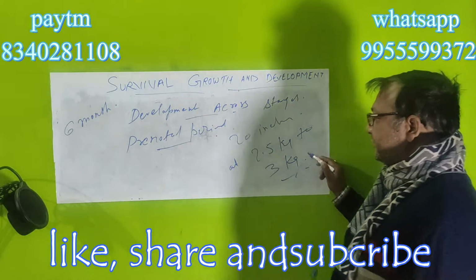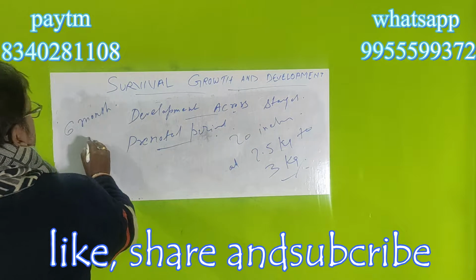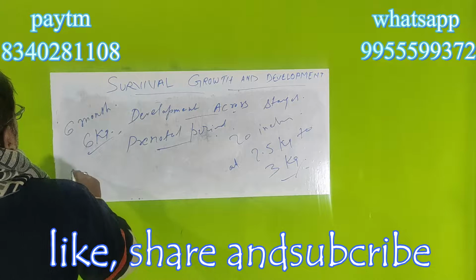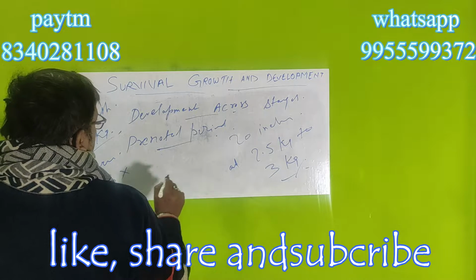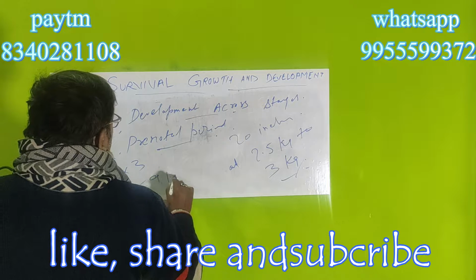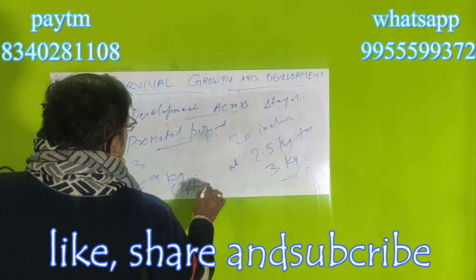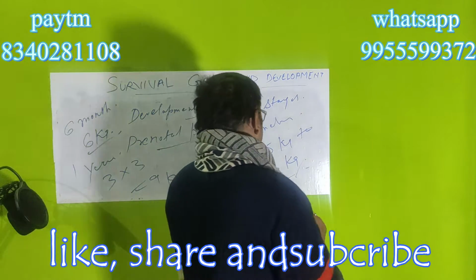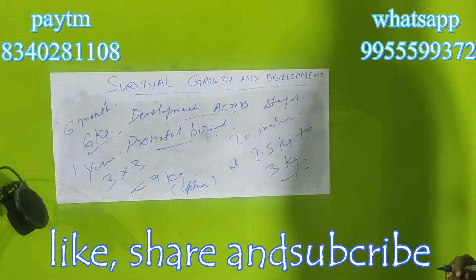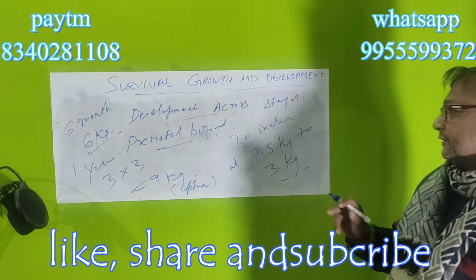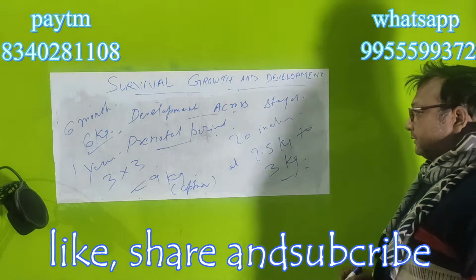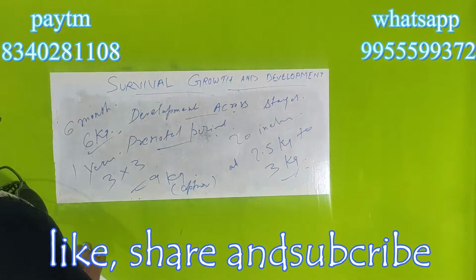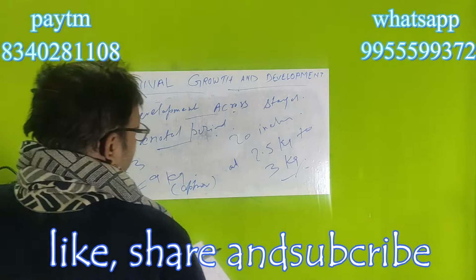If it is 3 kg, after 6 months it becomes 6 kg, and after 1 year it becomes triple the weight at birth. It is around 9 kg approx. It may differ in each child. So from the prenatal period up to 1 year the size increases accordingly. Now we continue with the age of the child and its weight accordingly.